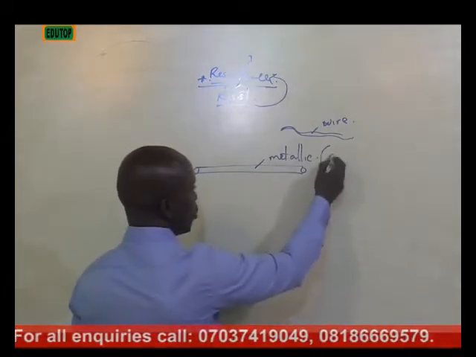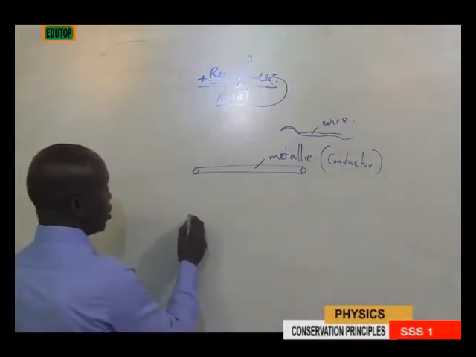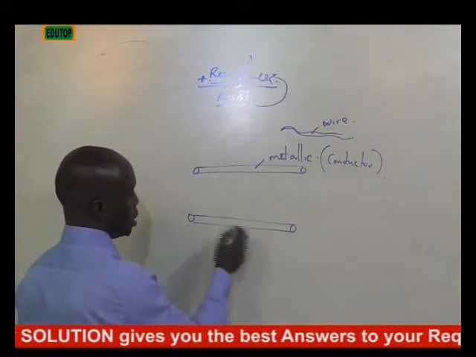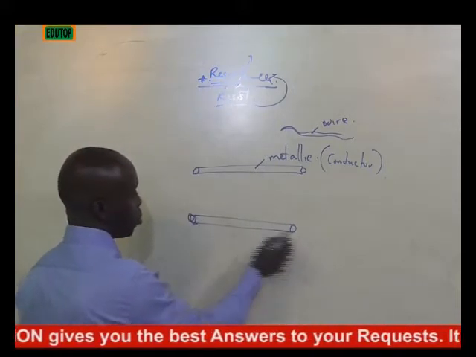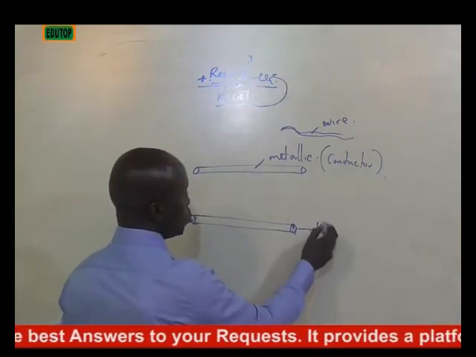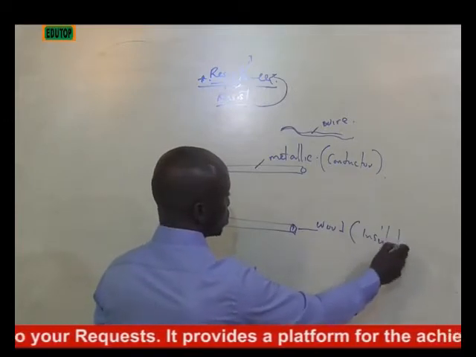Now, if you recall, a metallic bar can be your conductor. This is another bar, but it's not metallic. Let me not call it bar. A log of wood. Let's put it as a log of wood. Now, this is a wood. Your wood is an insulator.